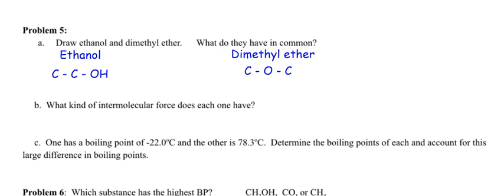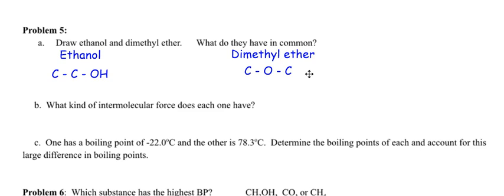Problem number 5 says draw ethanol and dimethyl ether. What do they have in common? All right, so here I have ethanol, which is a carbon with an OH, and dimethyl ether is a carbon-oxygen-carbon. What do they have in common? Once again, because it's really messy, I left all the H's off the carbons. There's 3 H's here, 2 H's here. There's 3 H's here and 3 H's here. What they have in common is the same molecular formula. They both have 2 carbons, 6 hydrogens, and 1 oxygen. Okay, so they have the same molar mass. That's what they have in common.